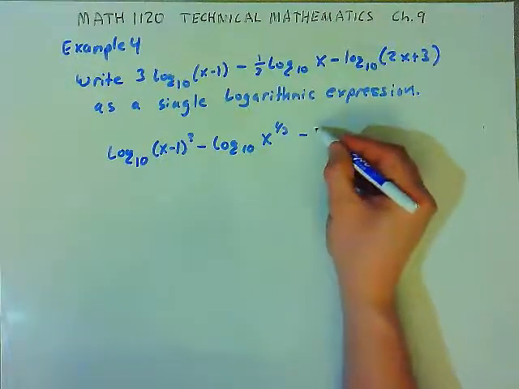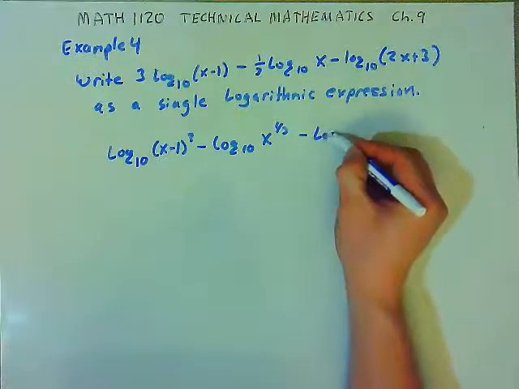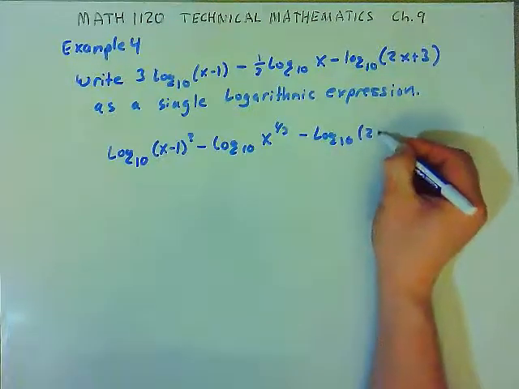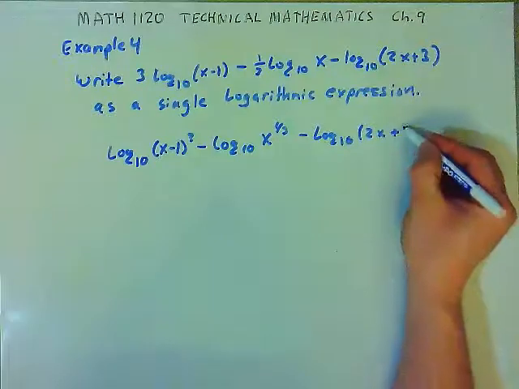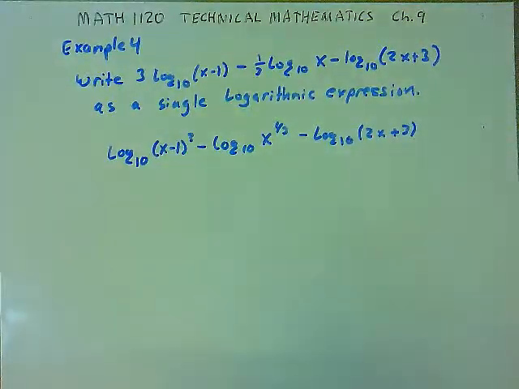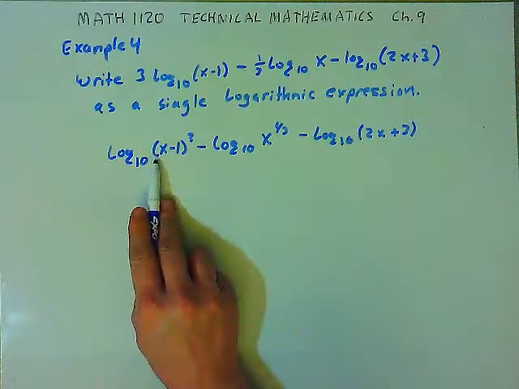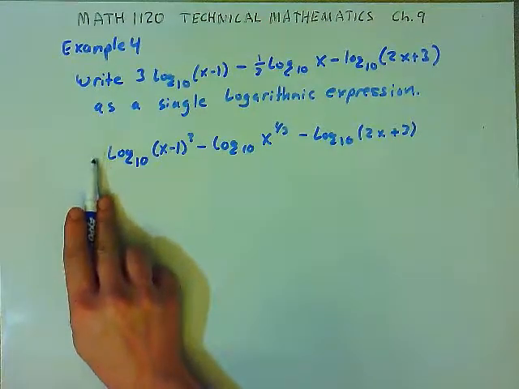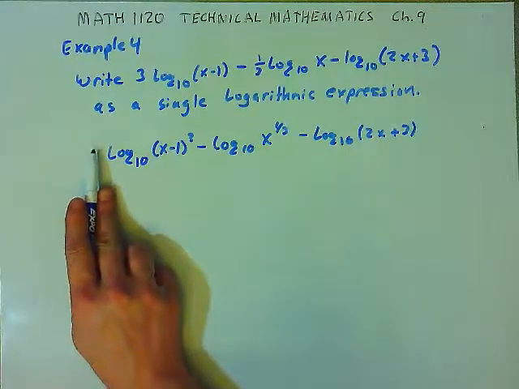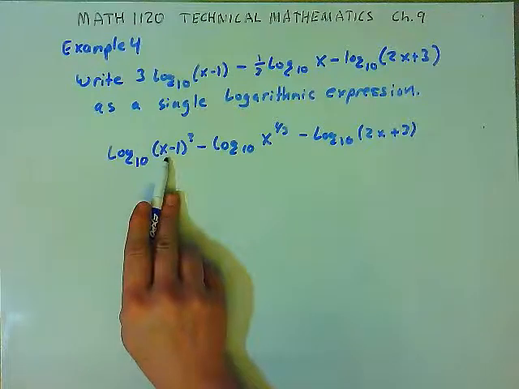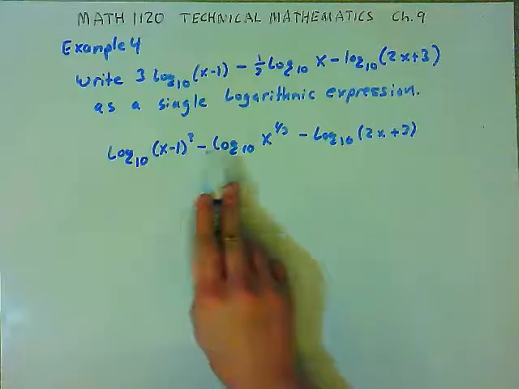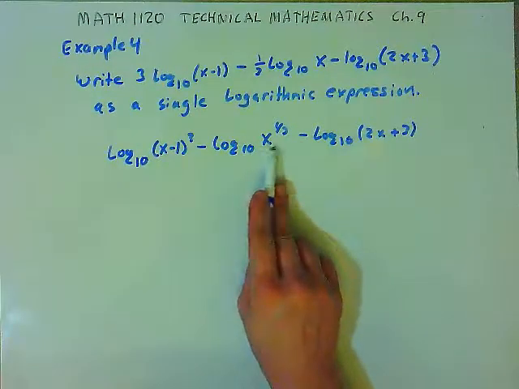And there's no multiplier here, so this will stay log base 10 of 2x plus 3. Now, notice that this is a positive logarithm. I don't have to write the plus out here, but it's positive. It's going to end up in the numerator of my fraction. Anything that is negative or being subtracted is going to end up in the denominator.